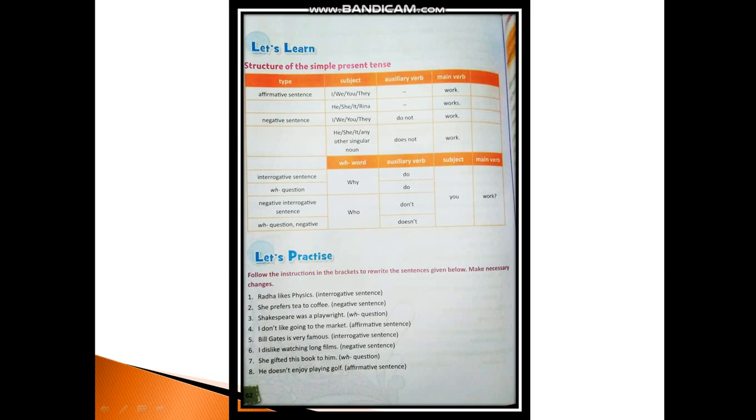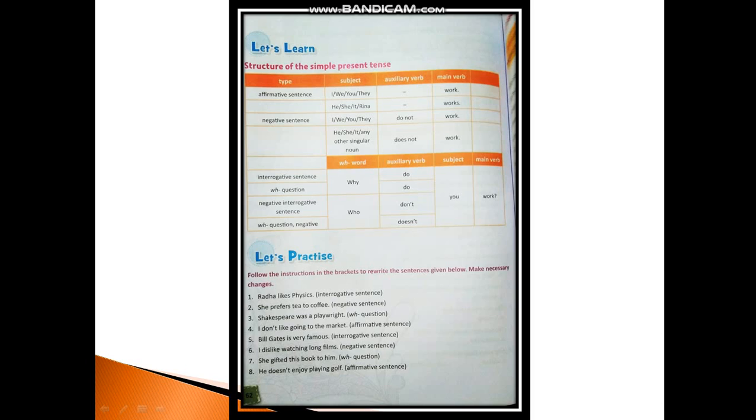Interrogative sentences like why do you work? Okay. Or why don't you work? Who do you work for? Or who doesn't work, and so on. Okay. Now follow the instructions in the brackets to rewrite the sentences given below. Make necessary changes. So first is Radha likes physics, and you have to change it into an interrogative sentence. So does Radha like physics?